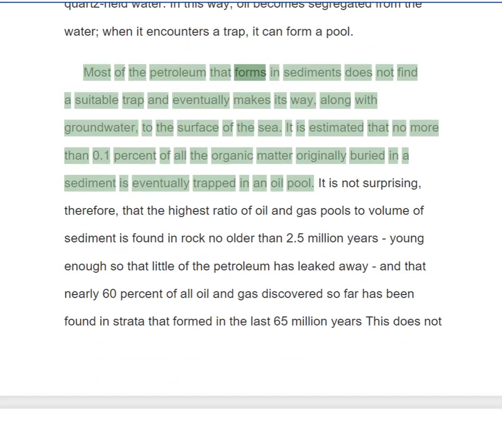Most of the petroleum that forms in sediments does not find a suitable trap and eventually makes its way, along with groundwater, to the surface of the sea. It is estimated that no more than 0.1% of all the organic matter originally buried in a sediment is eventually trapped in an oil pool.